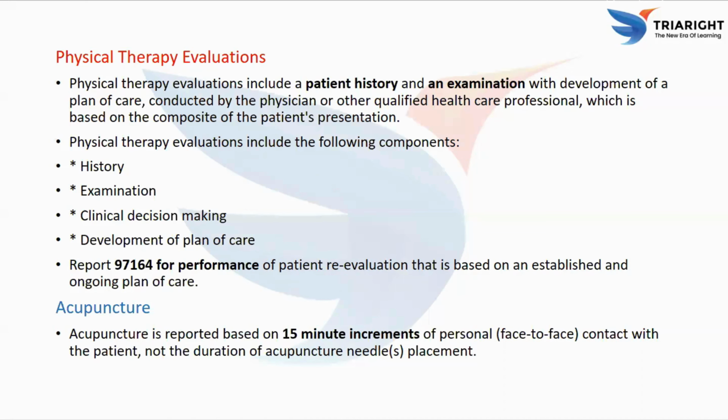History, examination, clinical decision making, and development of plan of care. So in history, patient's medical history, presenting complaint, functional limitations, prior treatments, and social factors which are affecting the mobility or recovery. Coming to examination, physical measurements, range of motion, strength testing, balance, gait, posture, pain assessment are evaluated under examination. Coming to clinical decision making, it includes professional judgment, complexity of the case, and selection of the appropriate interventions.